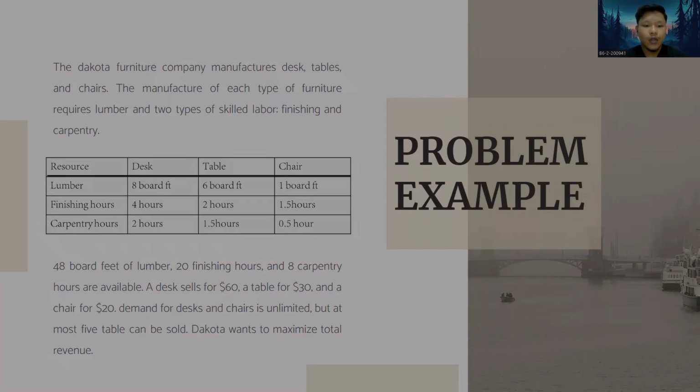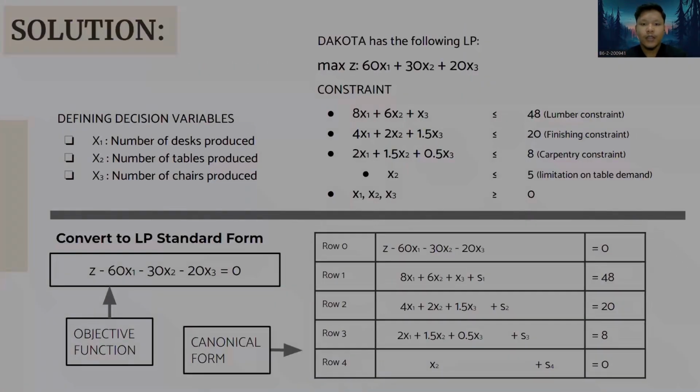The demand for desks and chairs is unlimited, but at most 5 tables can be sold in a month. Dakota wants to maximize its total revenue. The table shows the requirement of resources such as lumber, finishing hours, and carpentry hours for each product. So from the question given, we can construct the model.